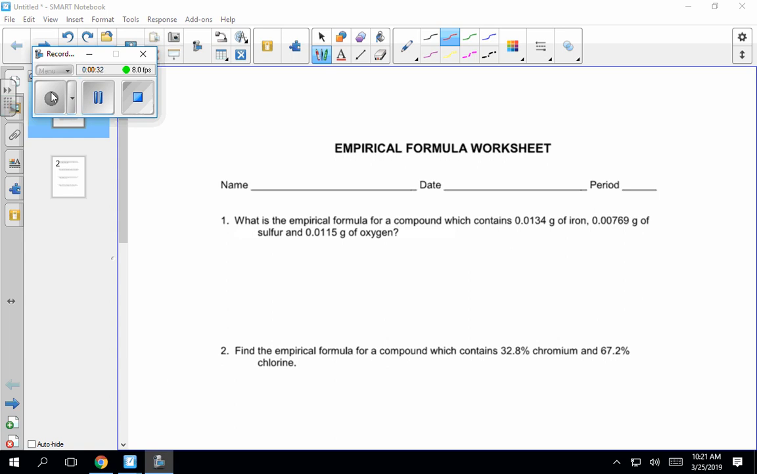Okay, so the first thing that we need to do is just define what an empirical formula is. There's two different ideas here. First is what's called a molecular formula.